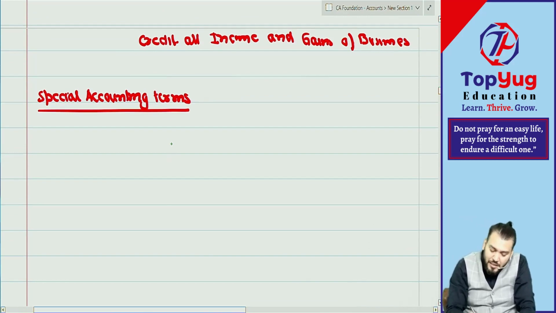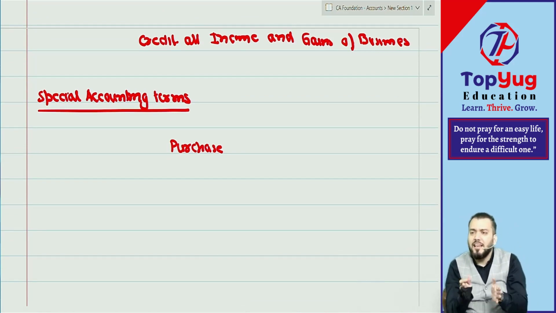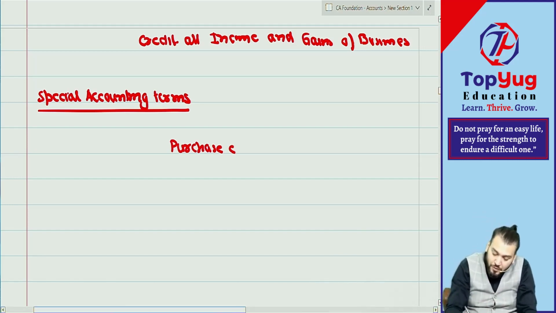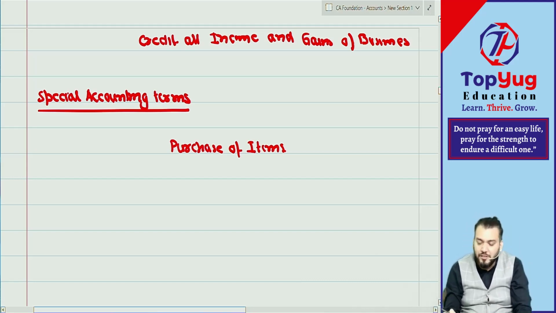Correct. When we say purchase, we purchase any item. It can be any item. It can be a pen, a pencil, a camera, a projector, furniture, a fixture, whatever. So purchase of item. You know item? Yes, sir. It can be any item. Are you getting what I'm saying?